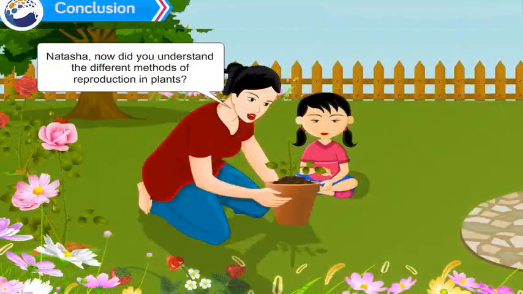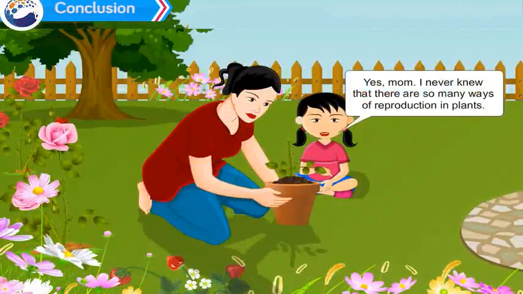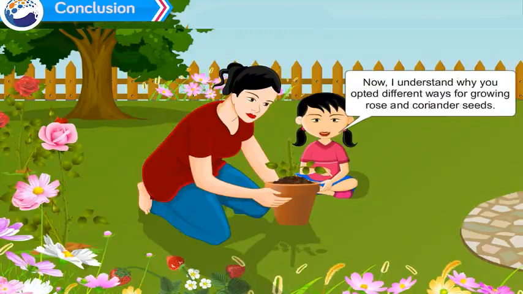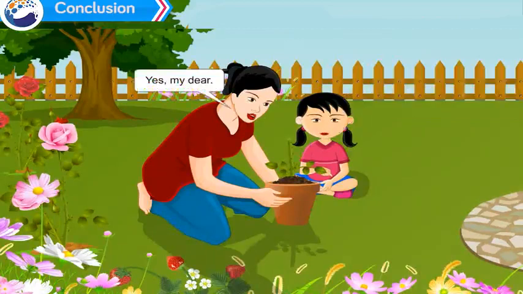Natasha, now did you understand the different methods of reproduction in plants? Yes, Mom. I never knew that there are so many ways of reproduction in plants. Now I understand why you opted different ways for growing rose and coriander seeds. Yes, my dear.